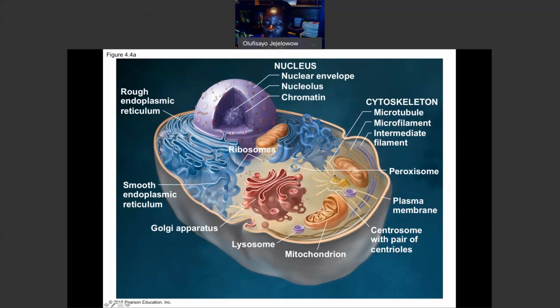Centrosomes with a pair of centrioles. Centrioles are typically found in animals but not plant cells. The animal cells also have their cytoskeleton. Members of the cytoskeleton include microtubules, microfilaments, and intermediate filaments. And all of these organelles and cytosol in the cell are kept separated from the surrounding environment by the plasma membrane.